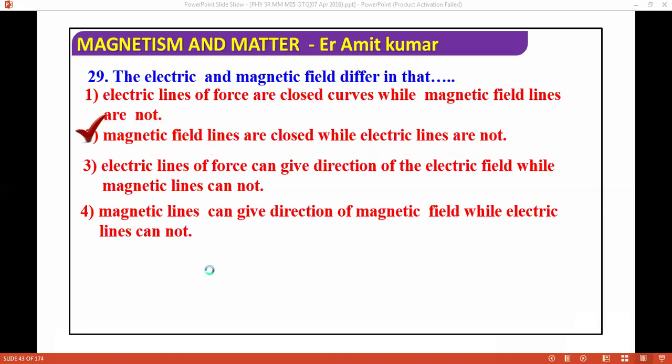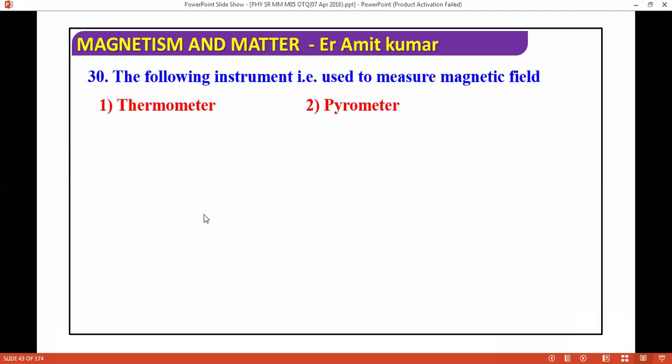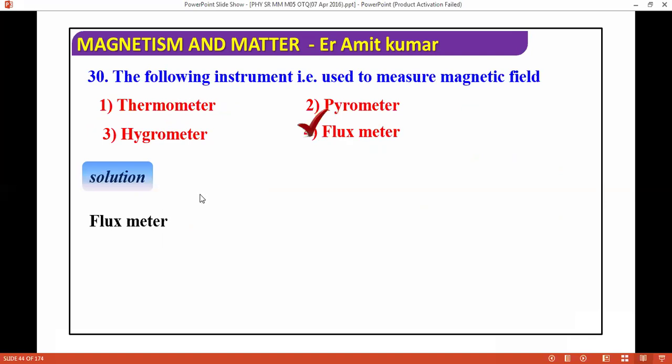Next question, we are moving ahead. You can see this question. The following instrument is used to measure magnetic field: thermometer, pyrometer, hygrometer, flux meter. What is the correct answer? Flux meter. So a flux meter is used to measure magnetic field.